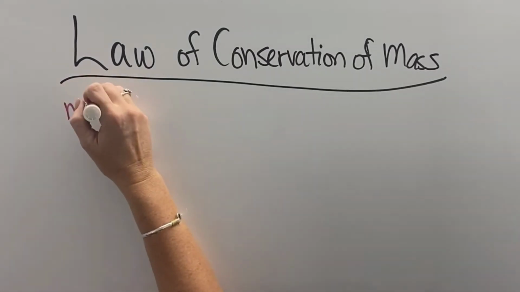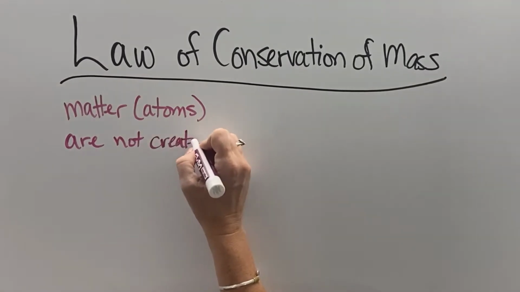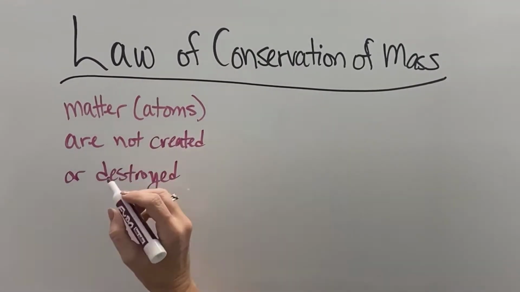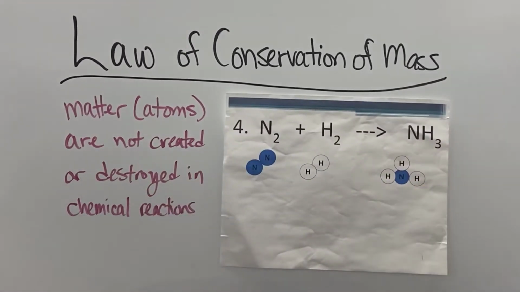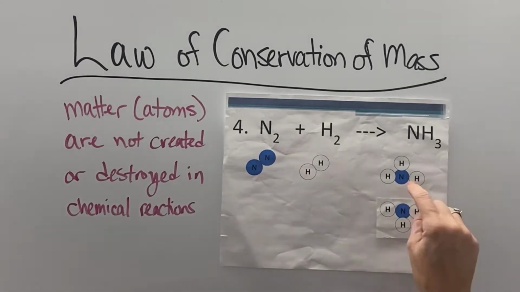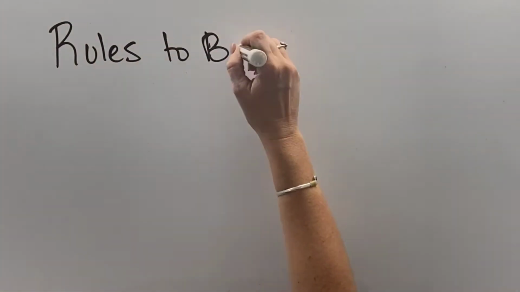I want to talk to you about the law of conservation of mass, which is a very important scientific law that states that matter, or atoms, are not created or destroyed in chemical reactions. And so you can see here we have some nitrogen, hydrogen, and they make ammonia. And the idea today is that we're going to learn that we have to have the same number of atoms before a reaction starts as after it concludes.